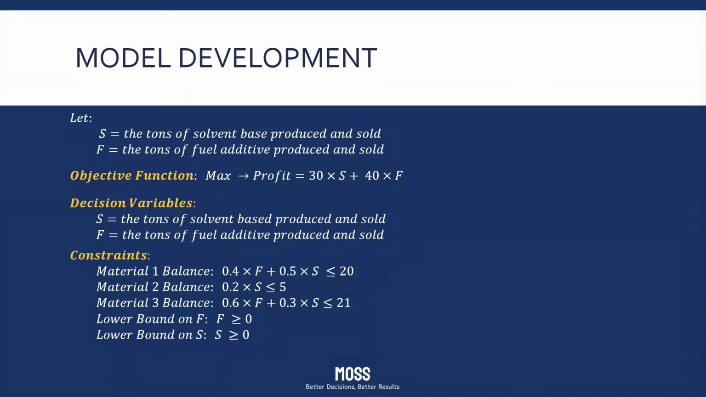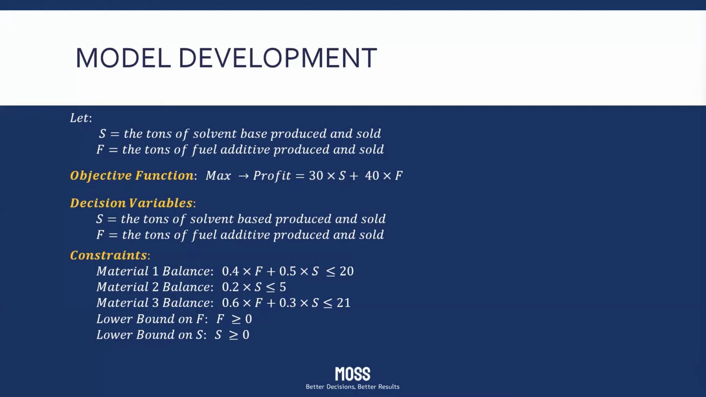With our problem definition complete, we can move towards model development, where we will write down the mathematical abstraction of our problem. And we'll start with a couple of definitions. We're going to let S be defined as the tons of solvent base produced and sold. We're going to let F be the tons of fuel additive produced and sold. We'll define our objective function to maximize profit.